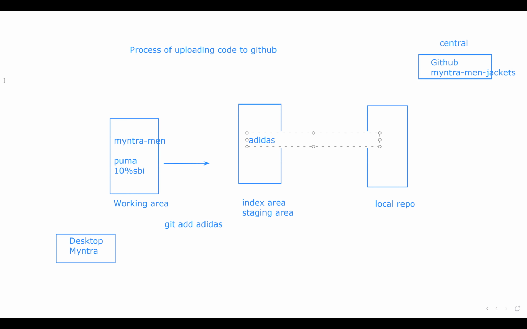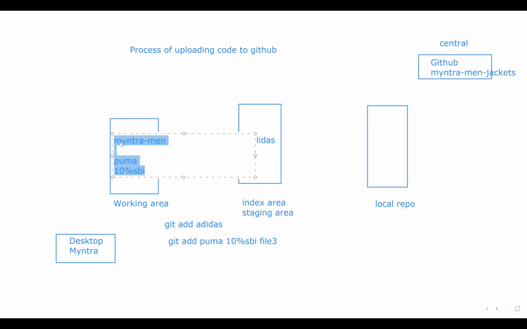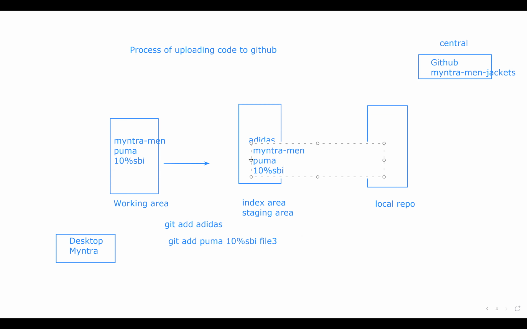Next, if you want to move 2 files at a time, yes, of course, that is possible. Git add Puma, one file name, followed by 10% SBI, that means a space and then file name 2, space, file name 3, like that. You have to start writing the files. If you write like that, all the files will be moved. I'll remove the space and copy it so that it will be in proper order. Myntra, Men, Puma, SBI. That's it.